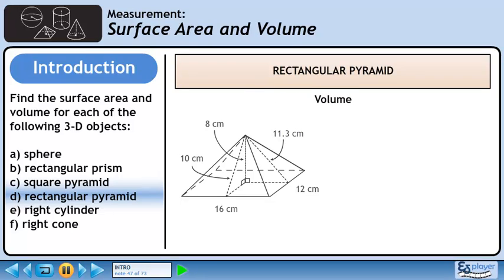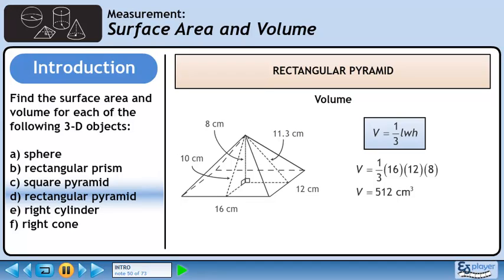Now we'll learn how to calculate the volume. The formula for volume is 1 over 3 length times width times height. This is the same volume formula that we used for a square pyramid. The length of the base is 16 centimeters, so plug in 16 for L. The width of the base is 12 centimeters, so plug in 12 for W. The height is 8 centimeters, so plug in 8 for H. The volume of the rectangular pyramid is approximately 512 cubic centimeters.